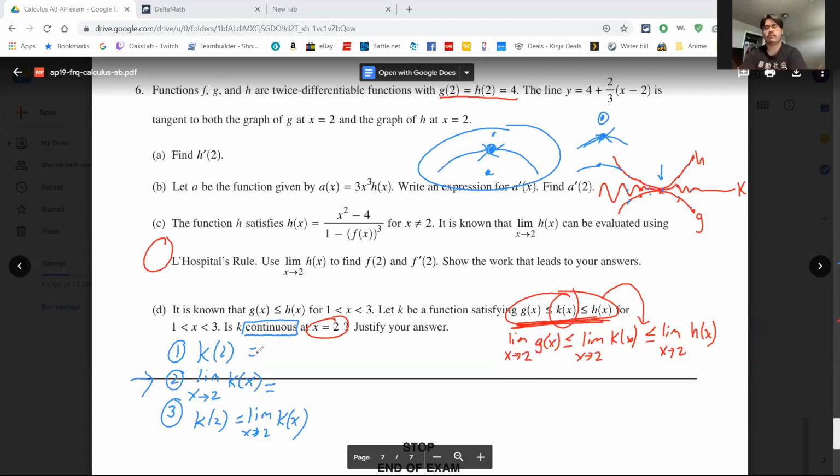The first condition is easy. What's K of 2? Well, they gave me this right here. They told me that G of 2 must be less than or equal to K of 2 and must be less than or equal to H of 2. If you know G of 2 here is 4, and you know H of 2 is also 4, then you do understand there's only one value that K of 2 has to be. It has to be 4, right? Can't be anything else. 4 is less than or equal to K of 2, less than or equal to 4. So you agree that K of 2 has to be 4 itself, right?